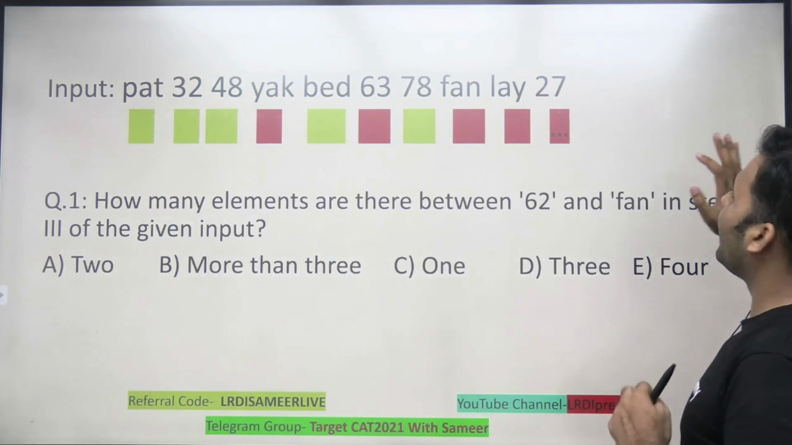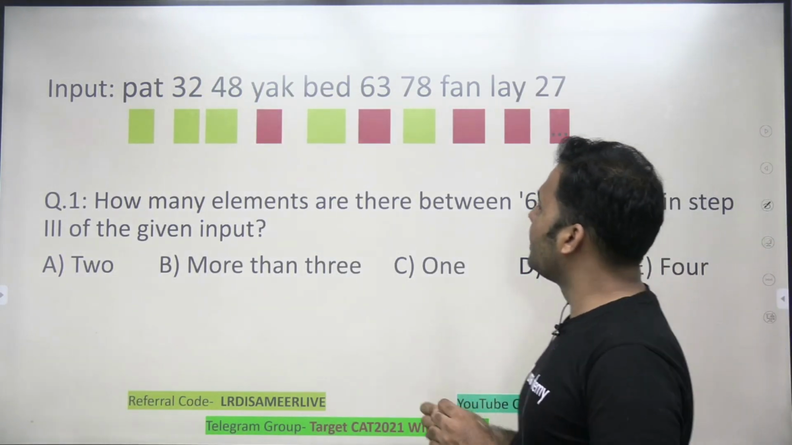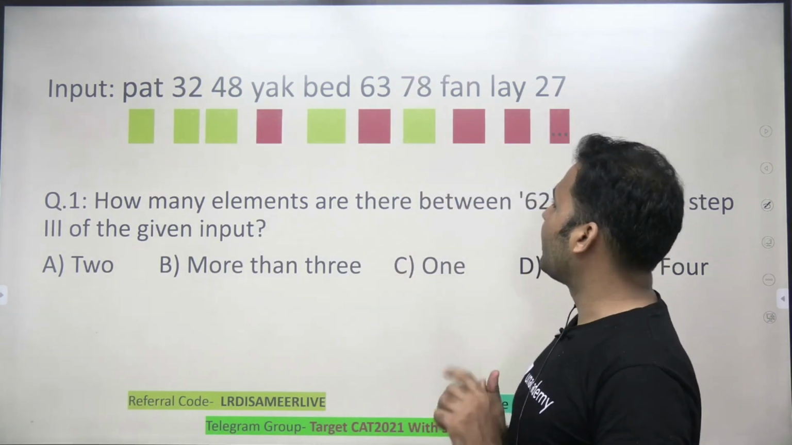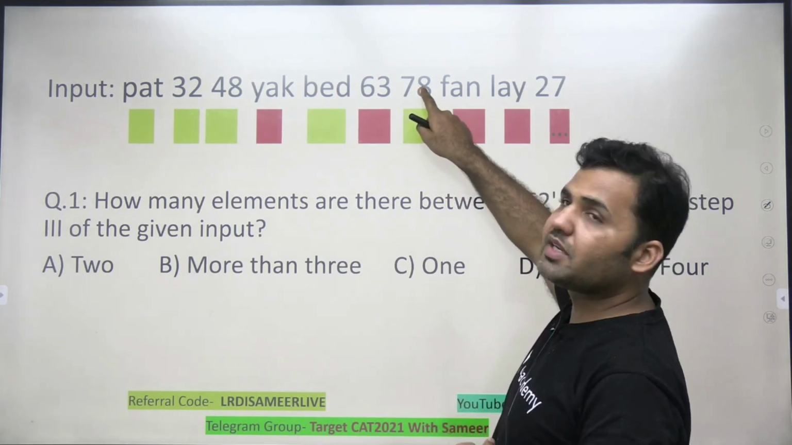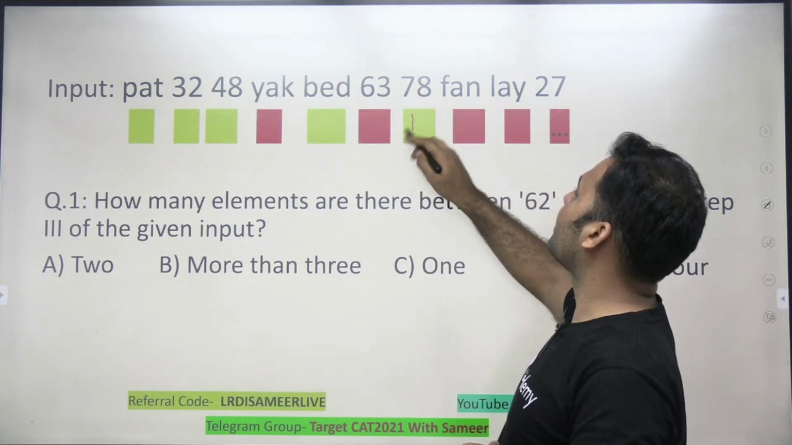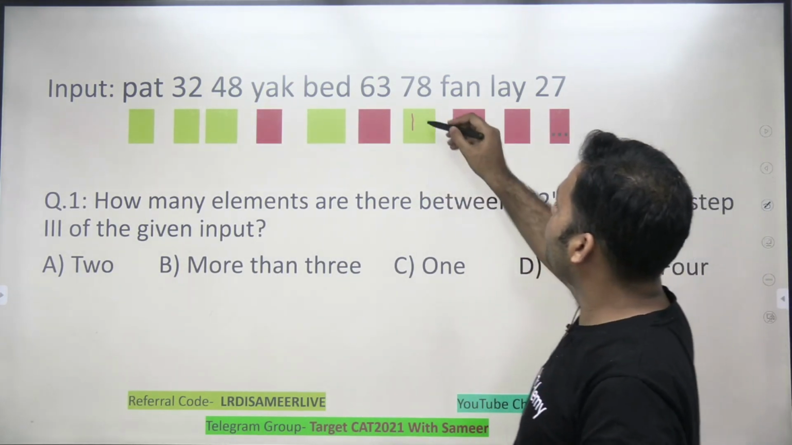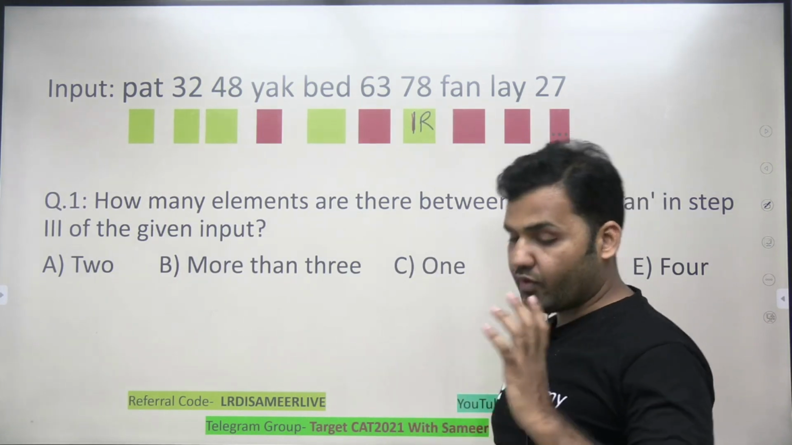So what will I do? I'll start ranking the given input. This is the same question here. I can see that in this particular given input, the largest number is 78, so it will be taken on the right-hand side. So I'll rank this element as 1R. Why 1R?